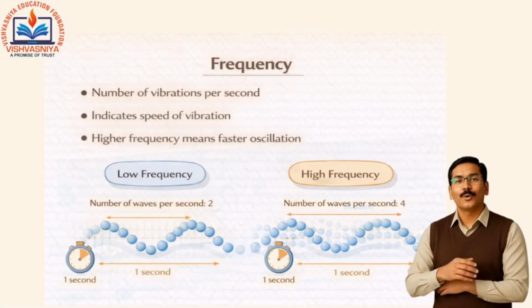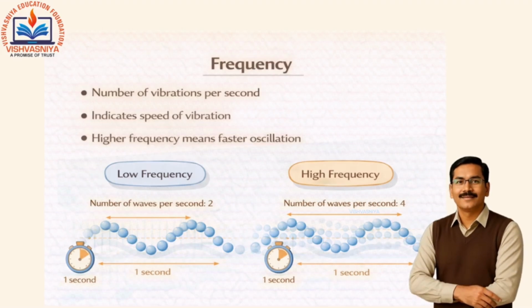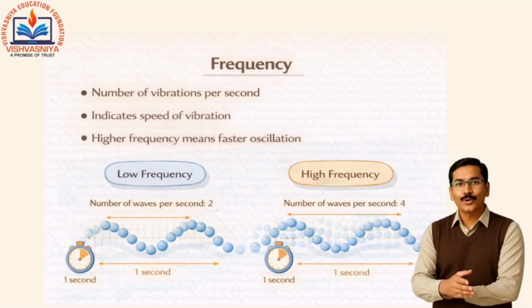Frequency is the number of complete vibrations or oscillations made by a particle in 1 second. It tells us how frequently particles of the medium vibrate. Higher frequency means faster oscillation of particles.